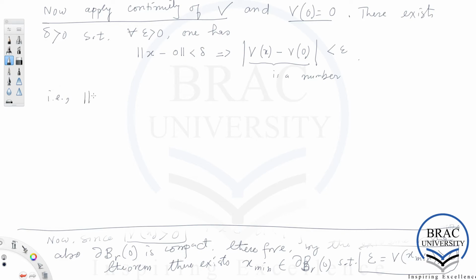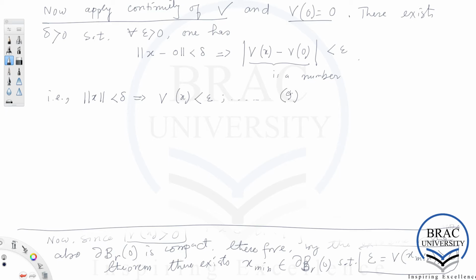That is, mod x less than delta will imply that V of x is less than epsilon, dropping the absolute value since V is strictly positive away from 0. Okay? So it doesn't matter if we use absolute value or not, because V is positive away from 0. Okay, this is our equation number 9.